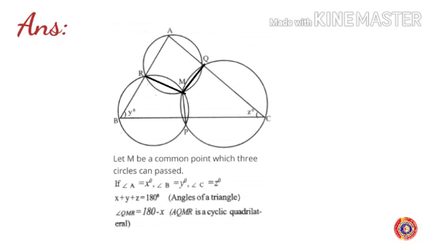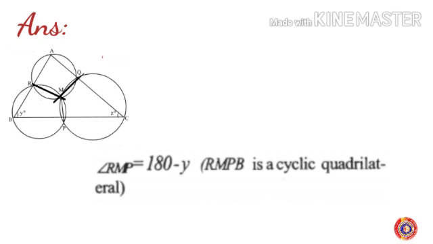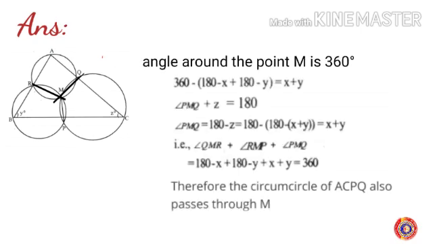Okay. Then angle QMR is equal to 180 minus X degree, because AQMR is a cyclic quadrilateral. Next, angle RMP is equal to 180 minus Y. We know that the angle around a point is 360 degree. So here, the angle around the point M is 360 degree.